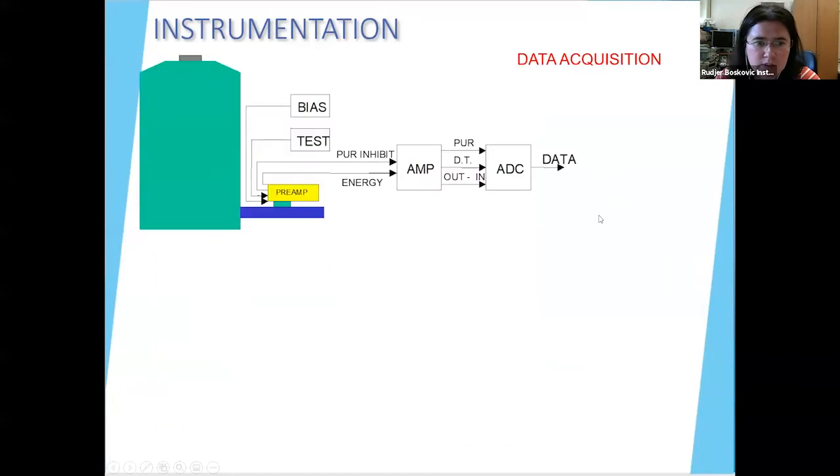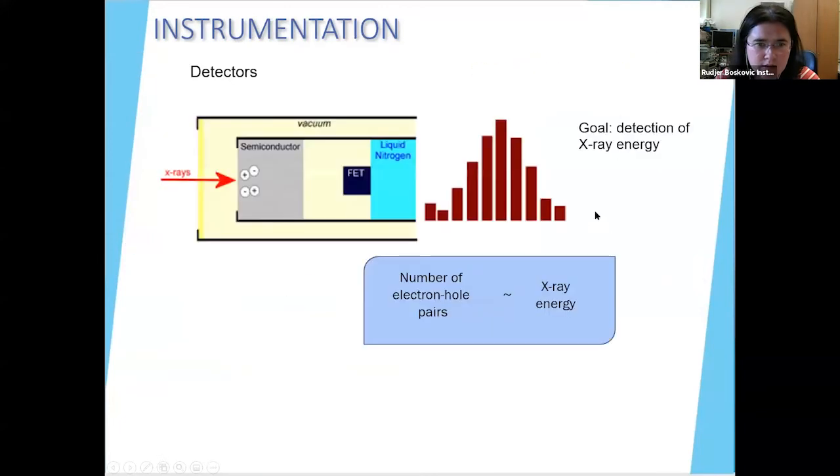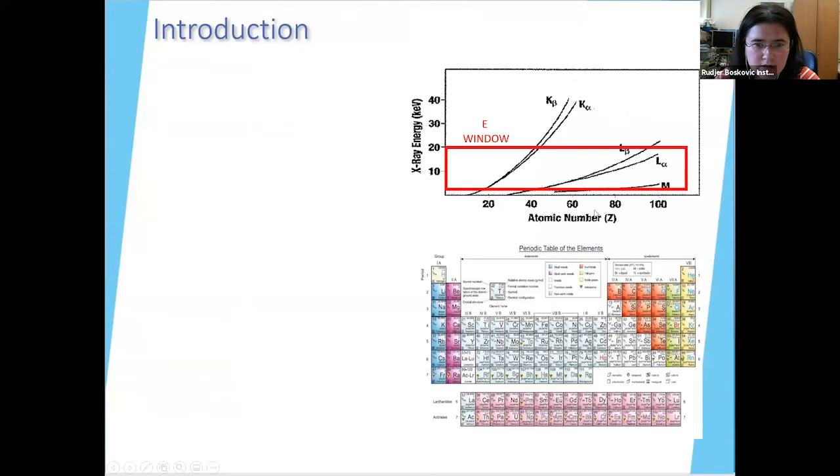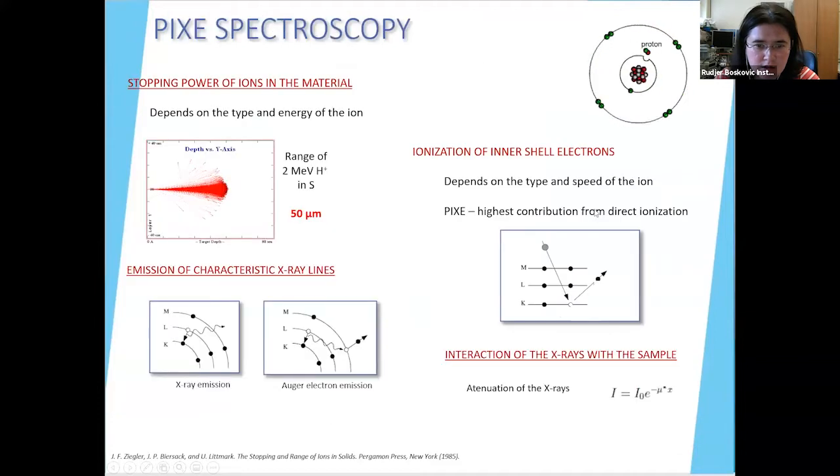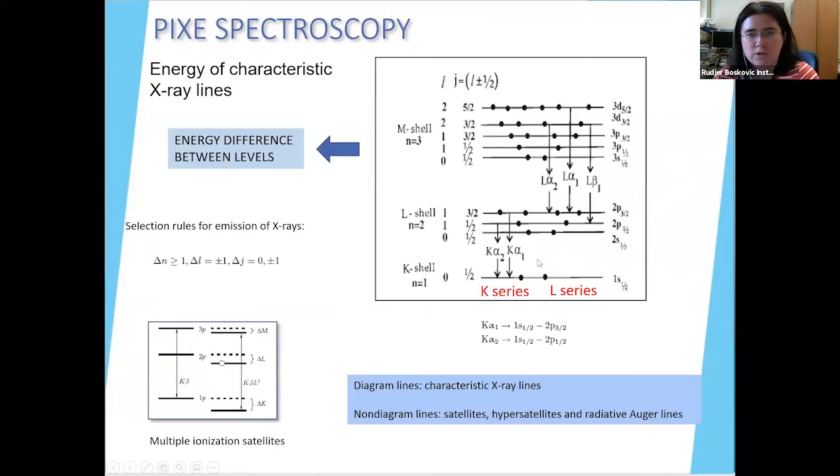So I will go to satellites and hypersatellites, sorry. The thing is that the diagram line is usually a transition when we have only a single hole, so we have one hole in one shell. For example, an electron from the L shell will go to the K shell, and you have the emission of X-ray lines.